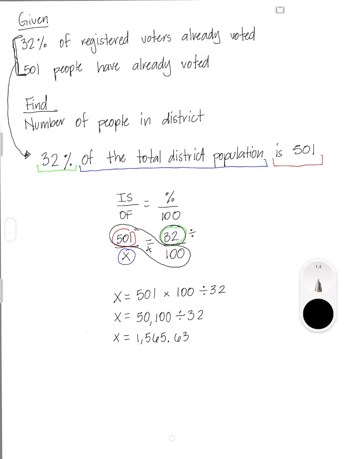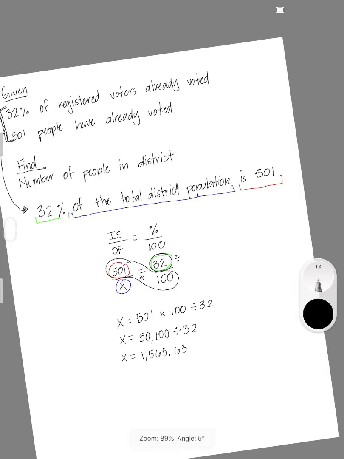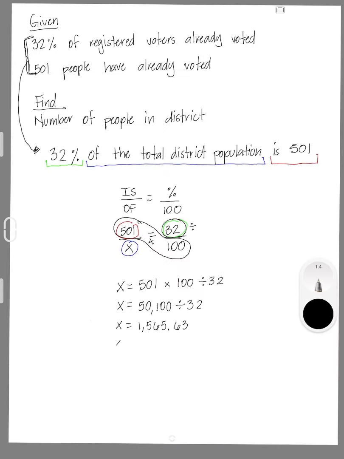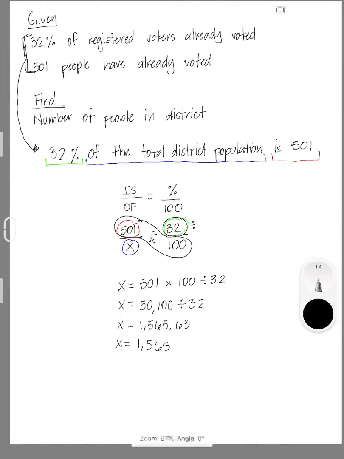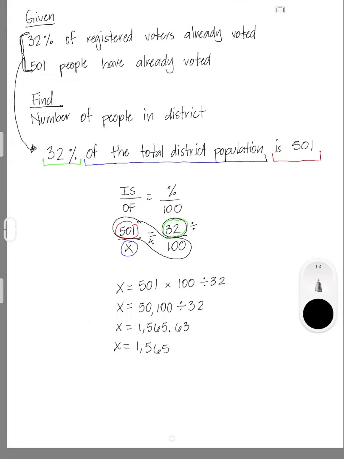However, we do not have a decimal amount of a person, so we are going to write this as x equals 1,565 people. Again, because 0.63 is less than one more, right? So we are just going to round it down. So we have 1,565 people in the district. And this is an approximation, so I'm going to change this to the approximation value. So it's like a curvy equal sign.